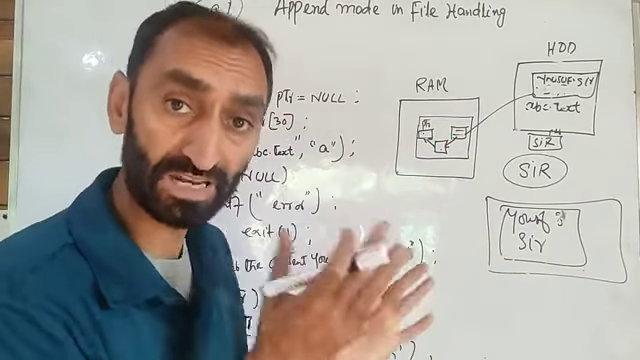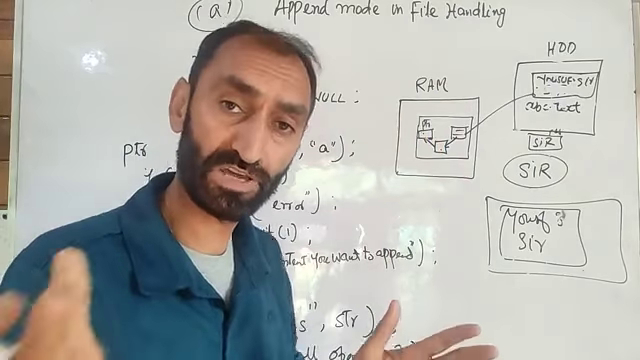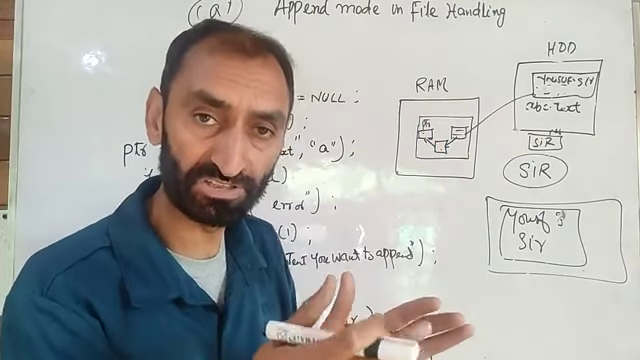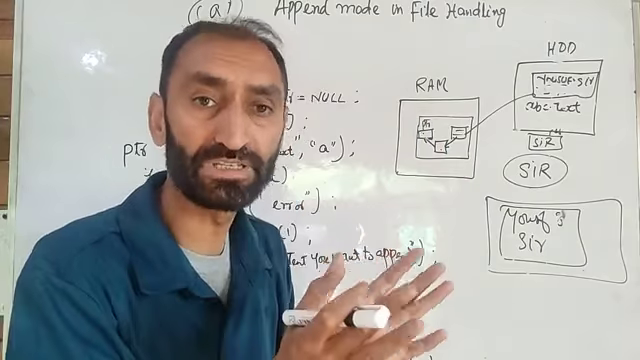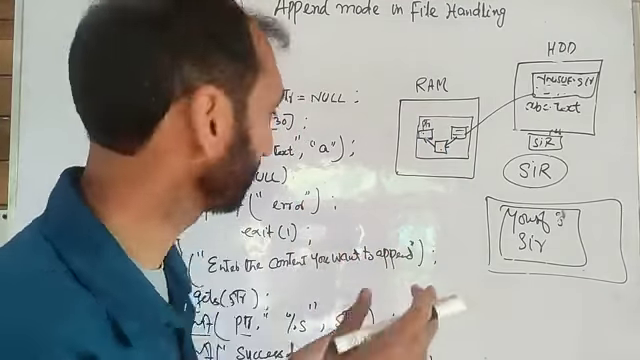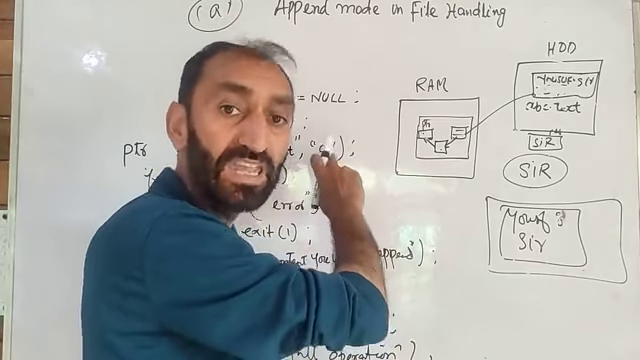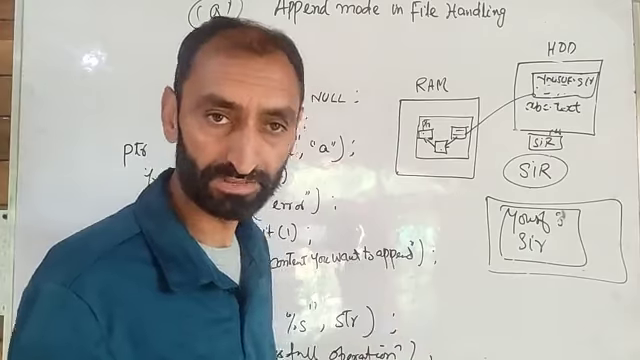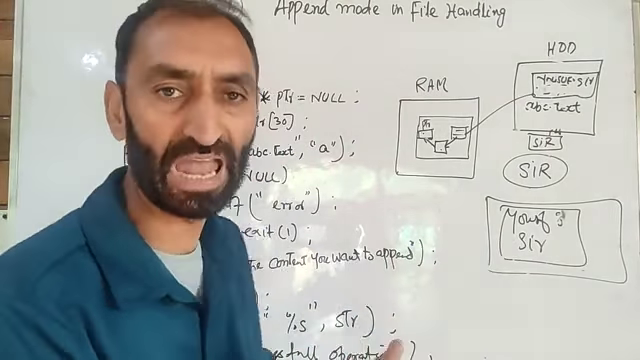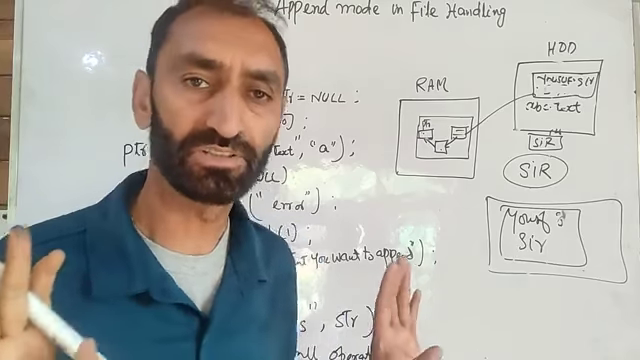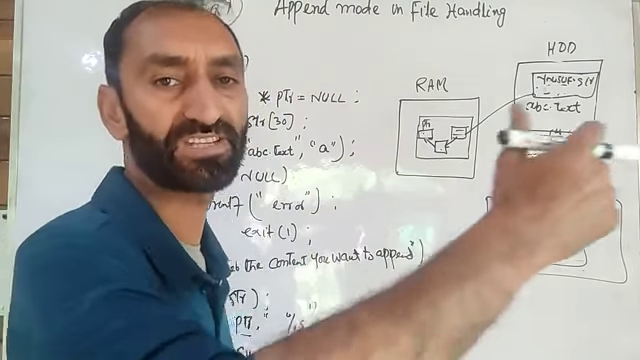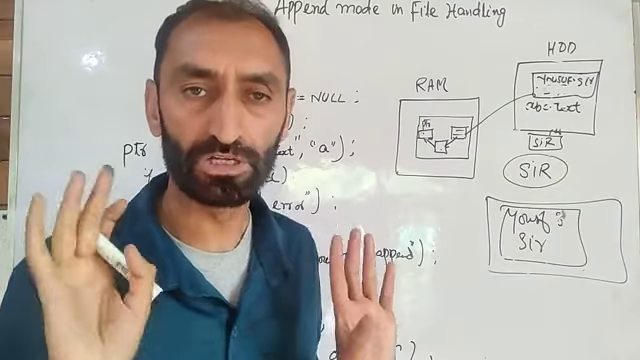But if we want both the contents which were already present in the file and the new content that I want to add to remain there, in that case we should use this append mode. We should open that file in A mode. This is the main difference between append and W. Otherwise they are to some extent the same. W and A mode are to some extent the same.